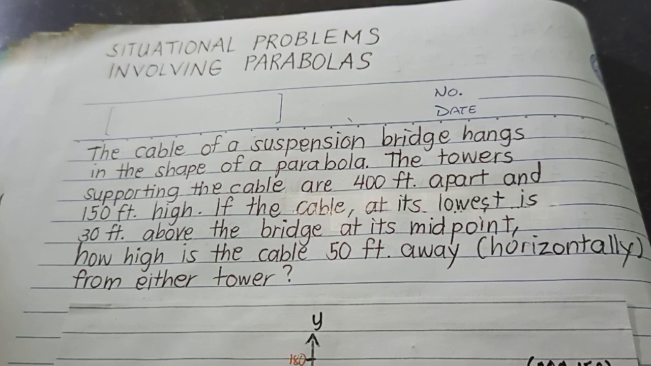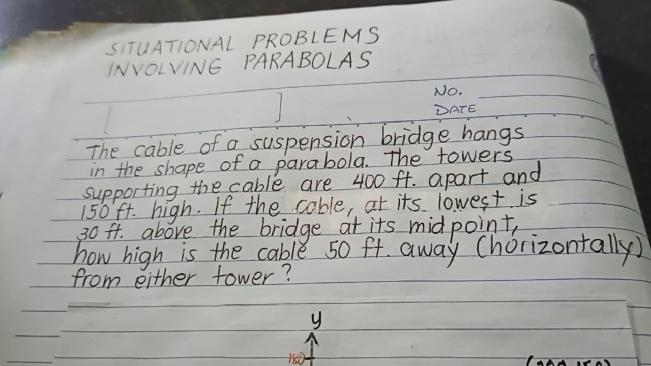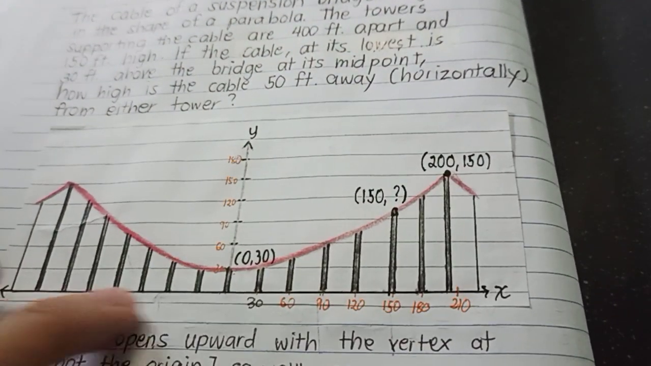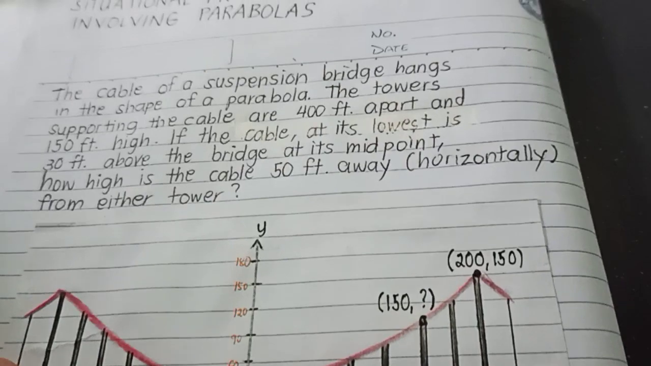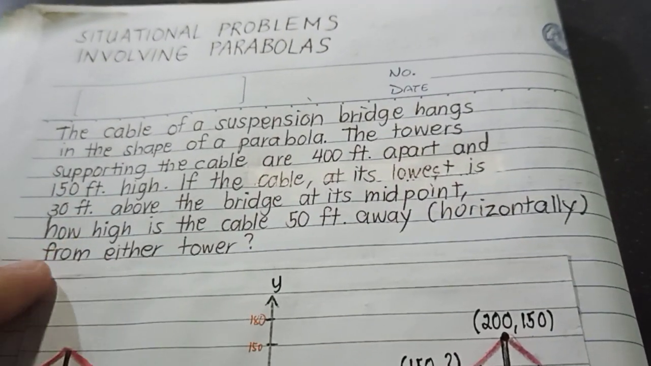So let me clear, no? The one that is in the shape of a parabola here is the cable that hangs on the suspension bridge. So in this figure, it's the red one. Okay, let us take a look at the descriptions.